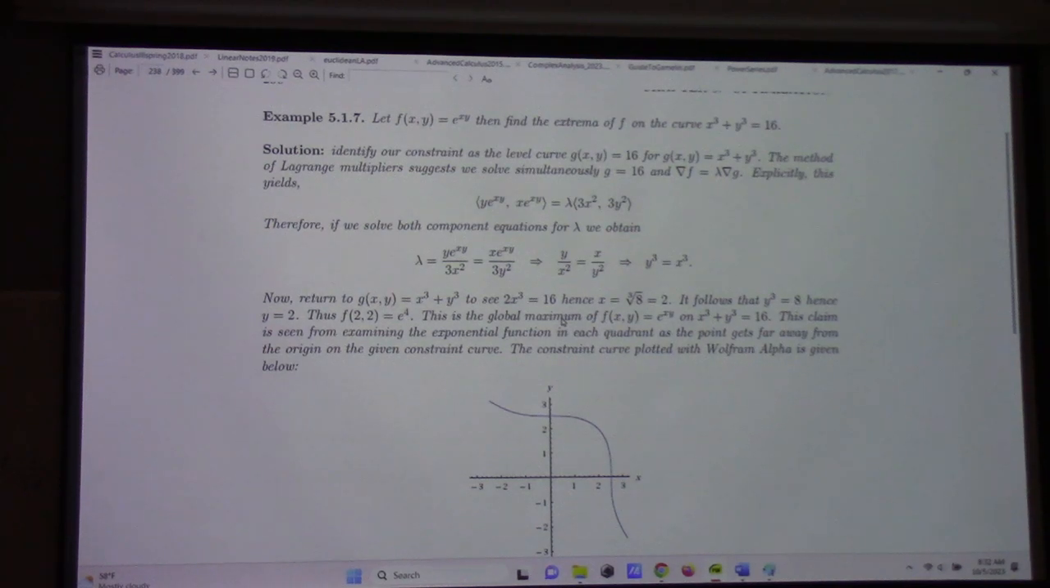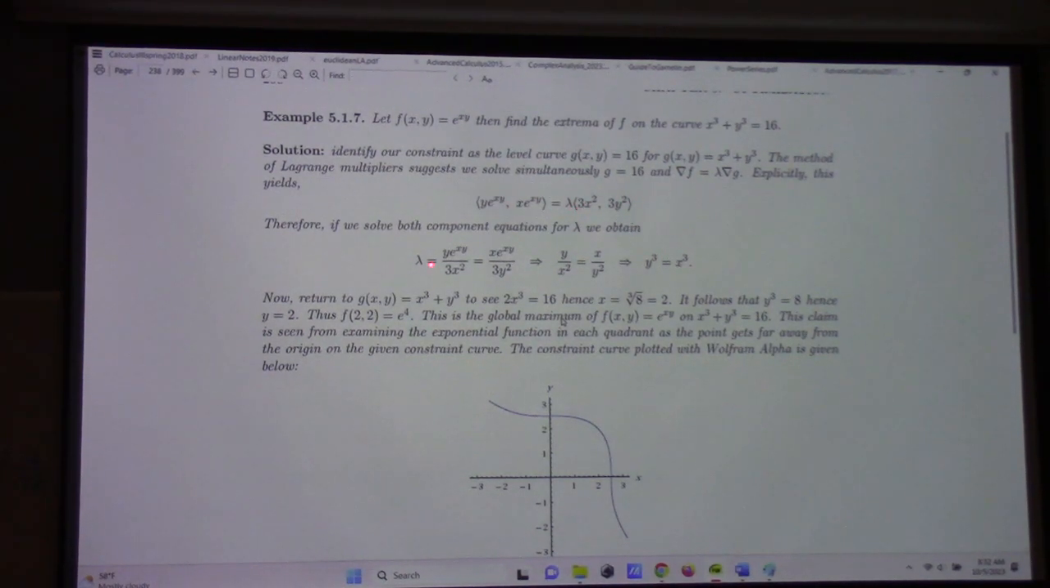Thank you, Wolfram Alpha. Of course, any number of graphical software packages could do that for you. But if we look at g of x, y equal to x cubed plus y cubed, let's say equal to 16, then I set the gradient of f equal to lambda times the gradient of g. That gives me this Lagrange multiplier equation.